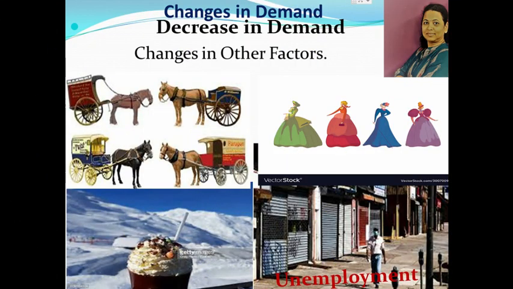This refers to decrease in demand due to change in other factors, with price remaining constant. Price of the commodity is stable, but there are changes in other factors such as changes in taste, fashion, consumer incomes, climate, etc.